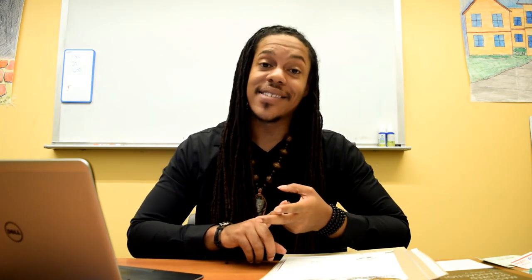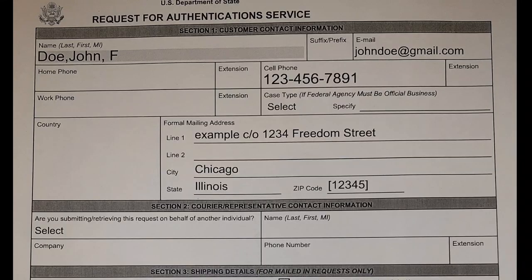Now, once that is done, that's the first part, all right? So we got the birth record. It has the official seals on it. Then we apostilled it. Now it has those seals on it. And our final step is to then go to the Department of State website and download the form DS-4194, okay? And all these forms should be showing up on the screen, and we're just going to go through it. So it says request for authentication service.